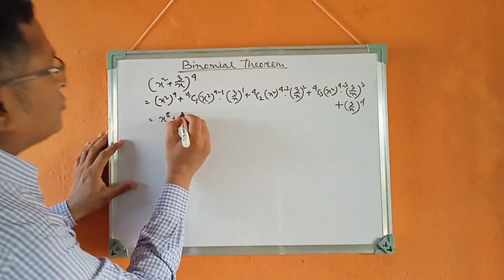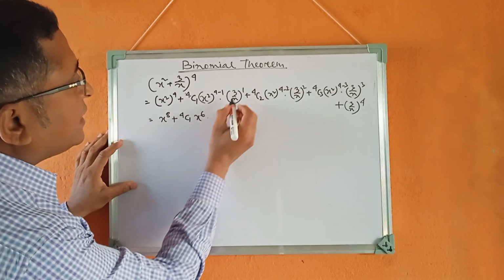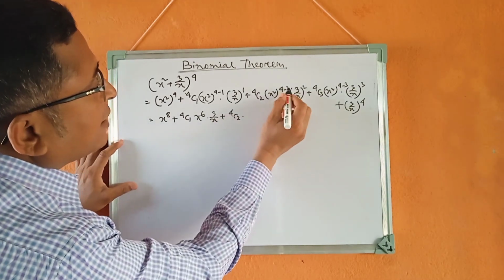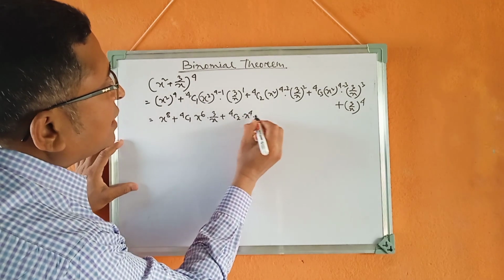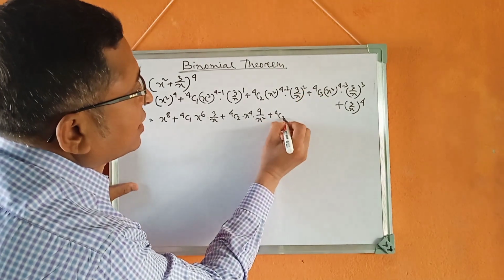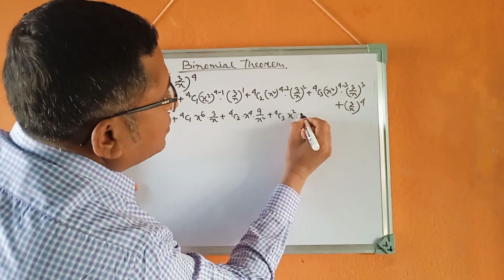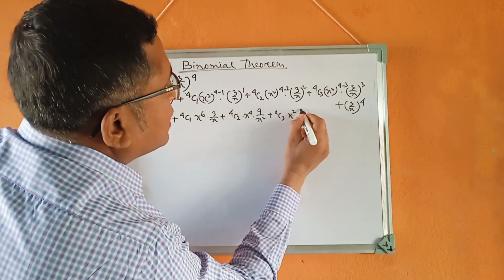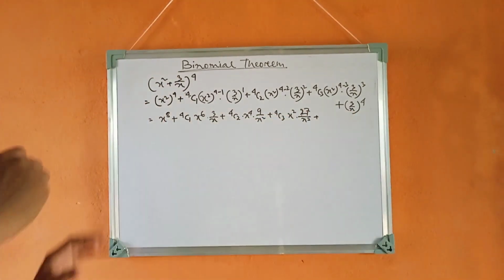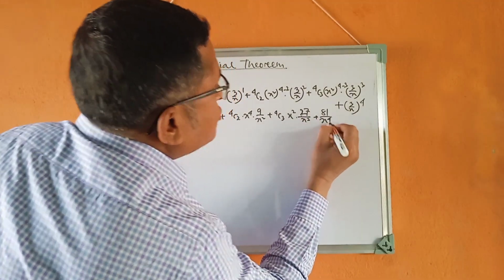Then 4C2 into x to the power 4 minus 1, that is 3 to the 6, okay, into 3 divided by x, plus 4C2 into x square whole to the power 2, that means x to the power 4 into 3 square, 3 3s are 9, divided by x square, plus 4C3, okay, into x to the power 2 into 1, that is x to the power 2 into 3 cube. 3 cube means 27. 3 3s are 9, 9 3s are 27. 27 divided by x cube, and the last term is 3 to the power 4. That means 3 3s are 9, 9 9s are 81. 81 x to the power 4.